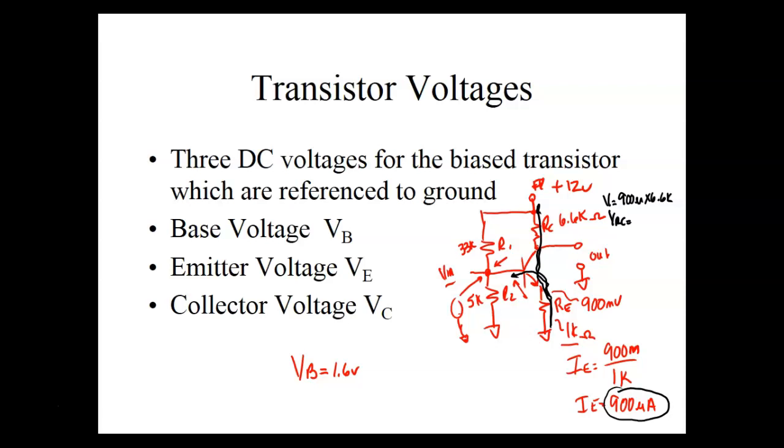So how much would VRC be? What's that? 5.9 volts. Which is okay. That's where we want the amplifier to operate. For a good amplifier, we would like this voltage right here to be 1/2 of that voltage right there. And we did really well.